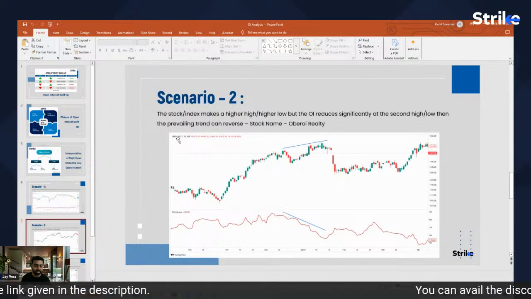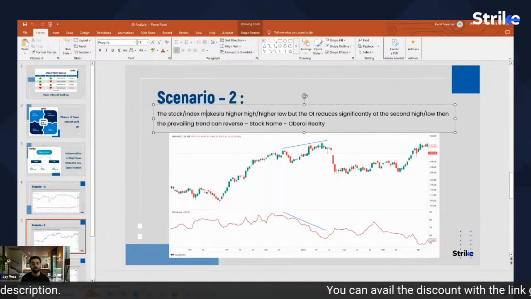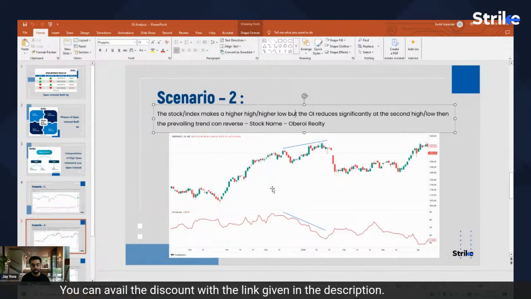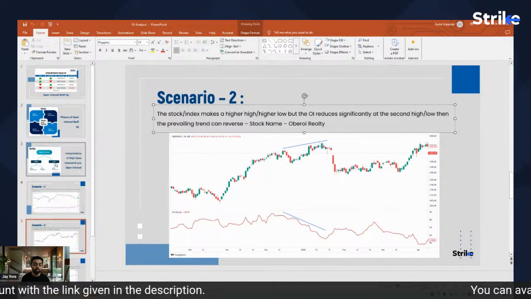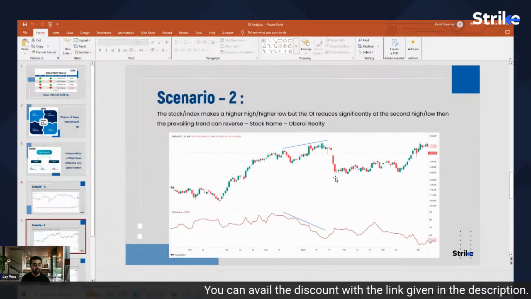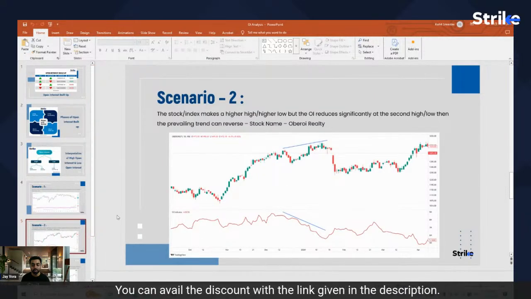So this was the second example where the stock is making higher highs, but the open interest reduces significantly at the second high, and this tells you that people are unwinding their positions, and you need to be careful. So this is an example of that. When the open interest stays very low, there is a chance that some sort of trend can pick up.